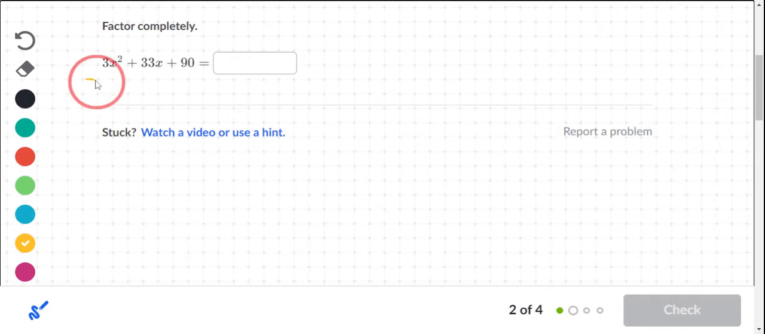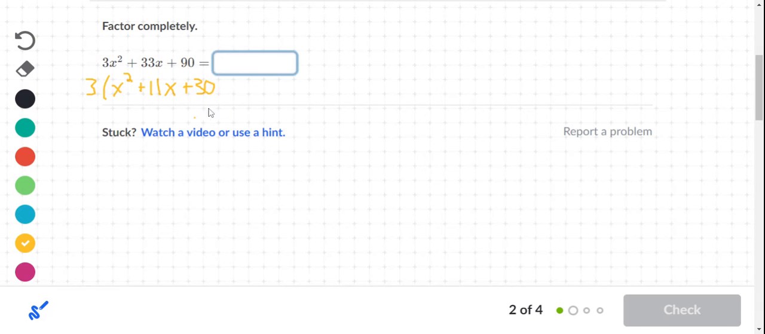The common factor here would be 3. I'm going to then try to factor out what's left over. I need two numbers, a and b, that multiply to equal 30. It's the last number in the trinomial. And I need two numbers that add up to 11.